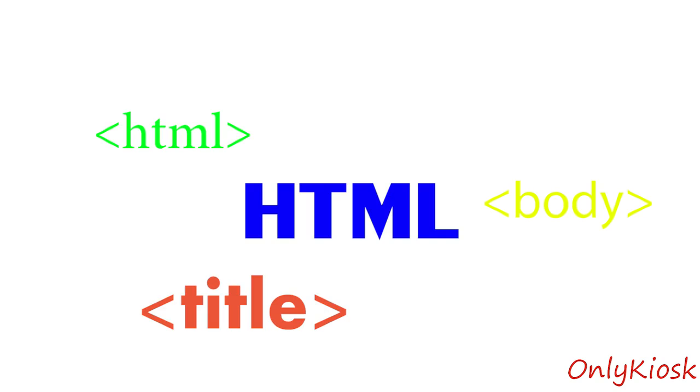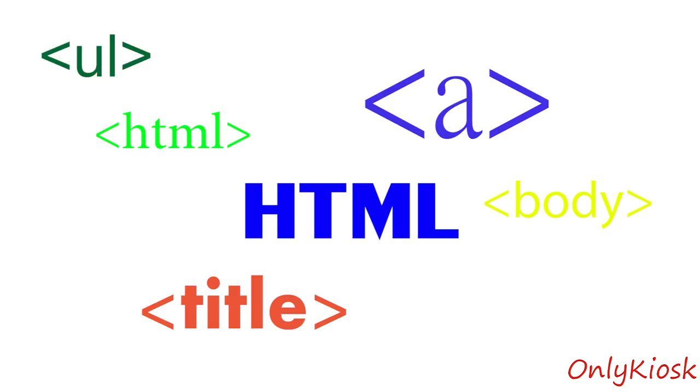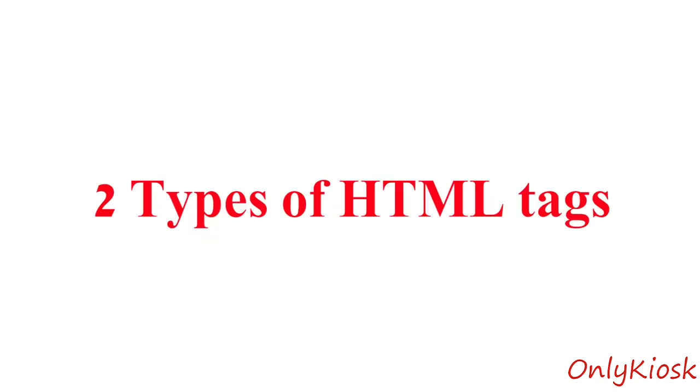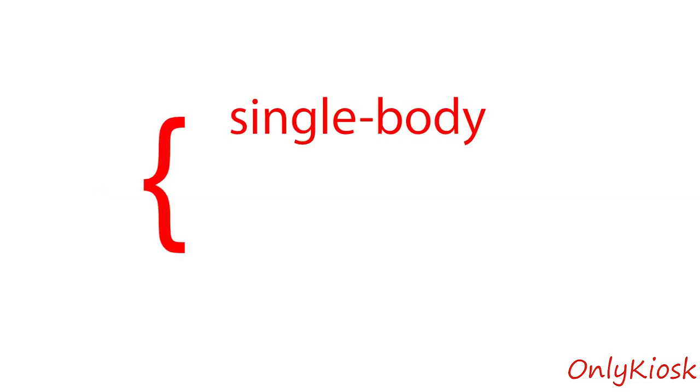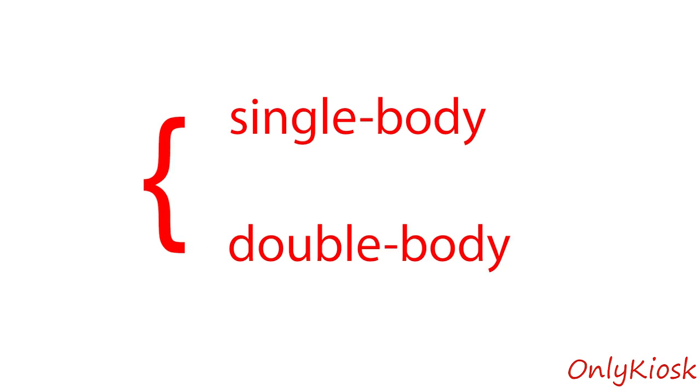HTML is made of a series of tags. Learning HTML basically means studying its tags. Based on tag structure, there are two types of HTML tags: single body tag and double body tag.